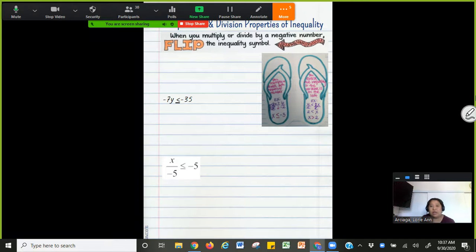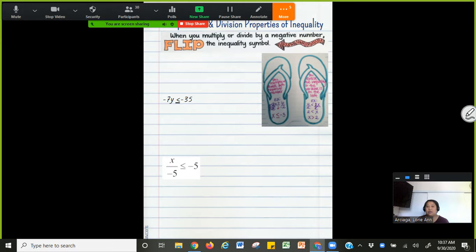So when you multiply or divide by a negative number, you flip the inequality symbol. You flip the inequality symbol. So what does that mean? Well, let's show that using examples. So if you're writing on the paper, copy this problem down over here.